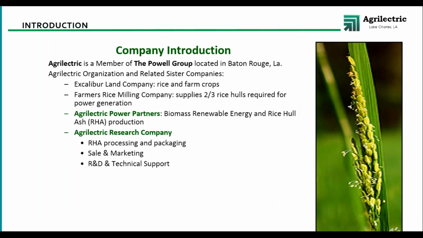So let's start with who is AgriLetric. AgriLetric is a part of a very diverse group. The parent company, the Powell Group, located in Baton Rouge, consists of multiple companies. On this slide, I've listed the direct relationship to AgriLetric. The Lake Charles complex consists of a land company, farmer's rice mill that is located adjacent to AgriLetric, AgriLetric Power, which receives the rice mill's byproduct and converts the rice hulls to electrical energy, and then finally AgriLetric Research, which processes and packages the rice hull ash, or what we refer to as RHA.